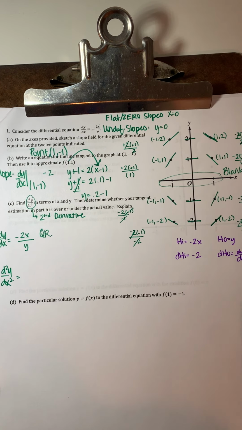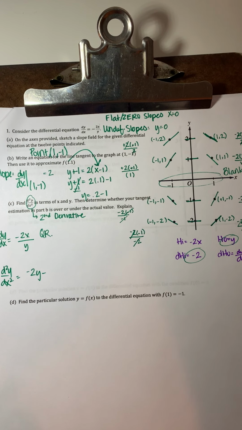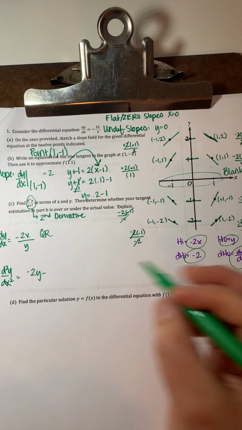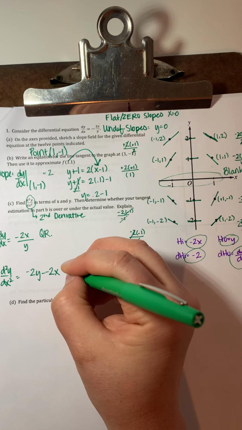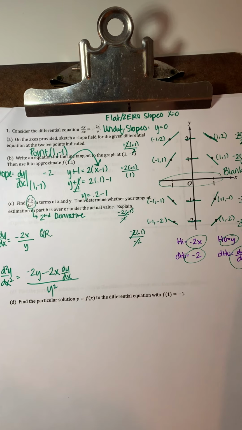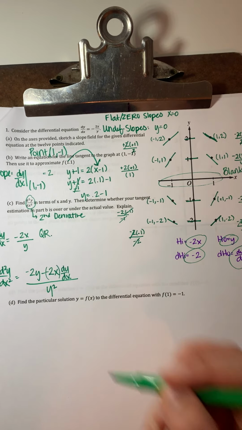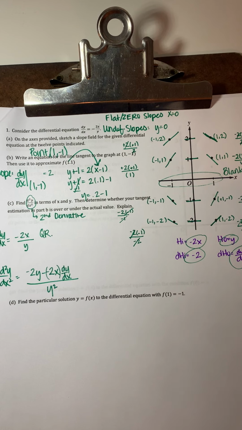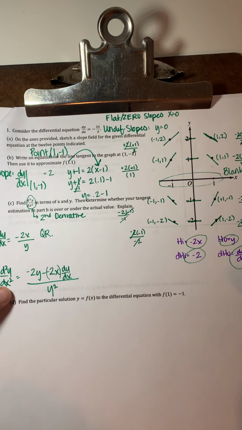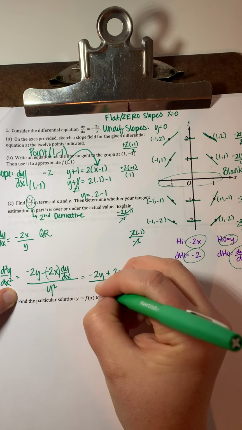So ho d high is y times negative 2 minus high d ho is going to be negative 2x times dy dx. And then over ho squared is y squared. Now, the one thing I want to point out here is that your quotient rule is ho d high minus high d ho. So if I'm minusing a negative 2x here, hopefully you can see that that really just needs to be a plus, I would say, just to make it not as confusing. So negative 2y plus 2x over y squared.